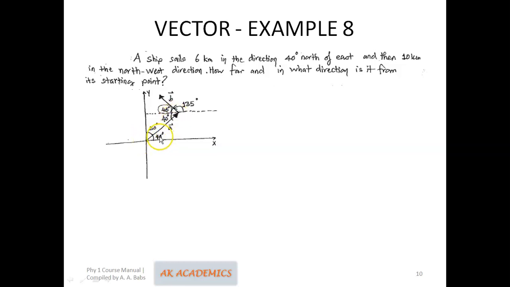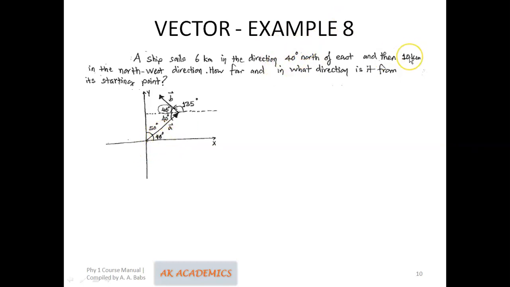So we have 40 degrees here. In some examples, they will not give you 40 degrees. They will just tell you a ship sails 60 kilometers in the northeast direction. In that case, this is going to be 45 degrees. If this angle is not given, this is going to be 45 degrees. But in this case, it is given as 40 degrees, so you have 40 degrees here.